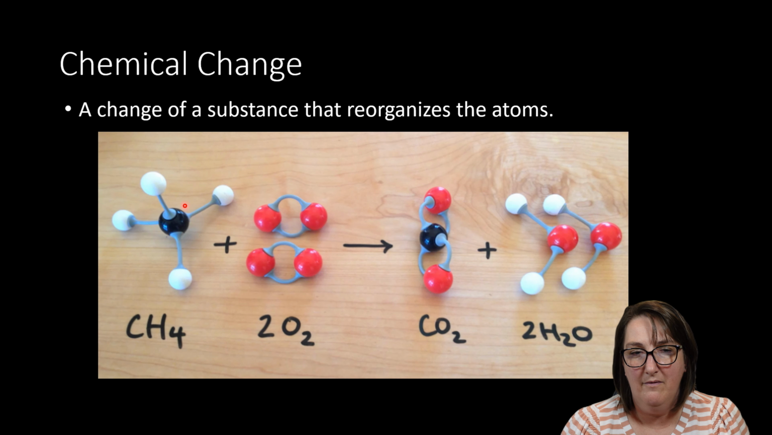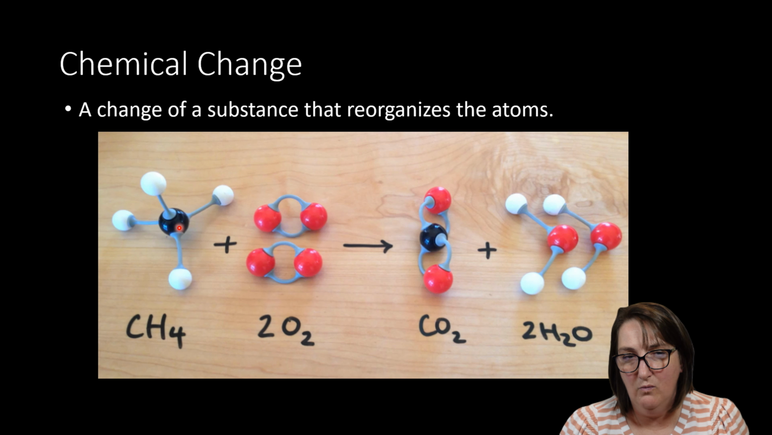So here I have CH4 and here I have O2. And when I put these together, I make carbon dioxide and I make water. So here you can see this was one molecule. I have these 4 white hydrogens and 1 black carbon. And here I have 2 oxygens and 2 oxygens. But now over here, look, the black one has 2 oxygens and these 2 oxygens now have 2 white ones on there. So this has totally rearranged the molecules.